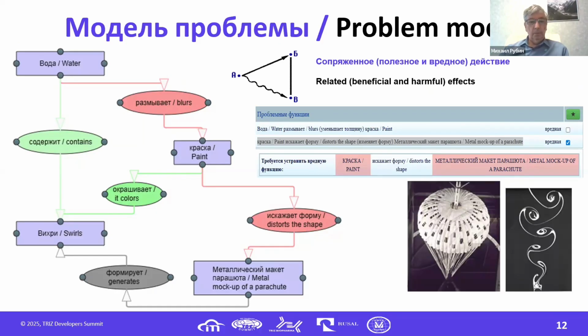How does this look like in Campino trees? We create a functional model when we have water here, which contains vortexes, then at the same time it blurs or distorts the paint, and then after that there is this blurring, which is good for painting the vortexes, but on the other hand it distorts the shape of the model, and then after that this mock-up, this dummy. Again, that is all related to vortexes. So we have both bad and good links here.